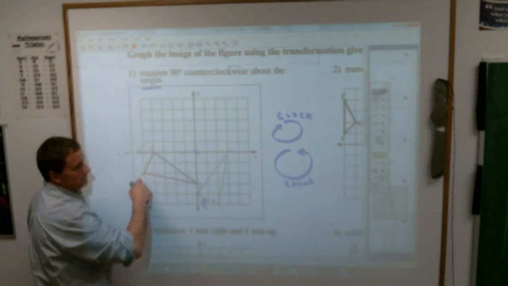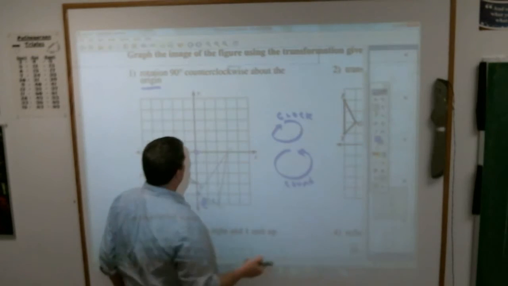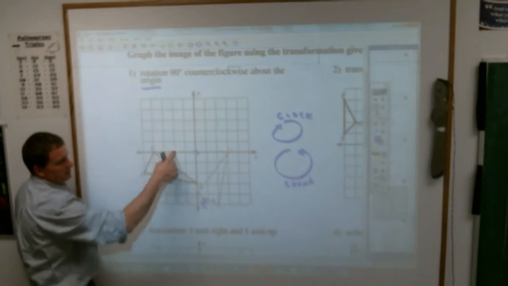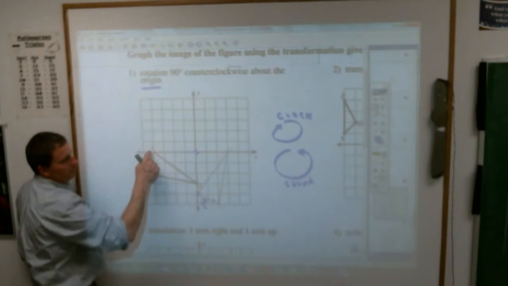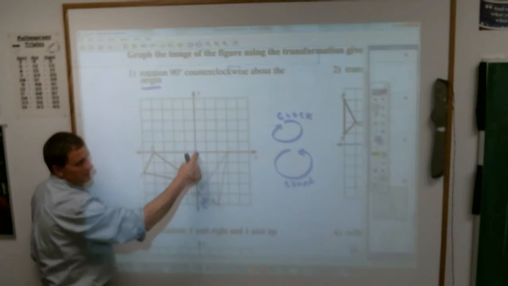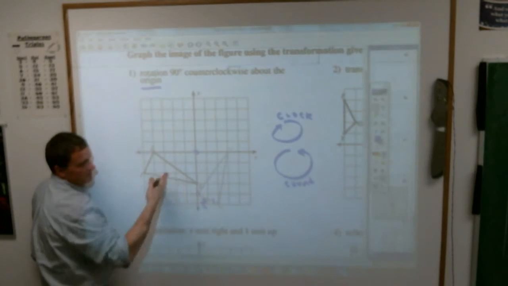Point J, if you're looking at the x-axis, goes out here 1, 2, 3, 4, 5, and down 2. Well, that's going to be the same thing on the y-axis because I rotated it.